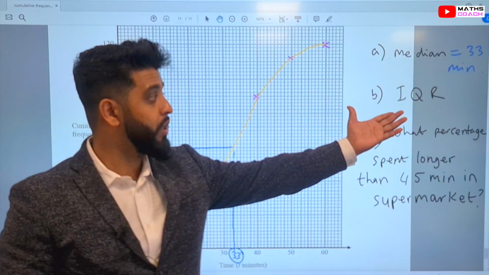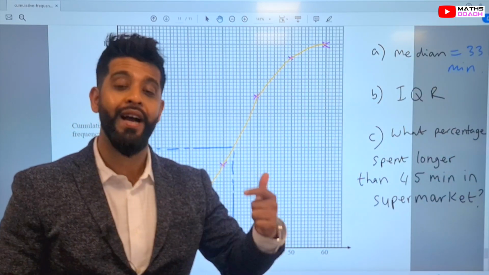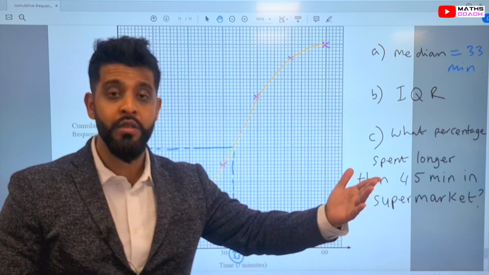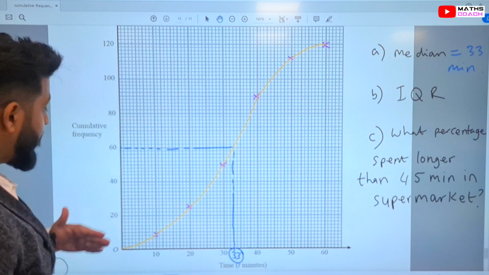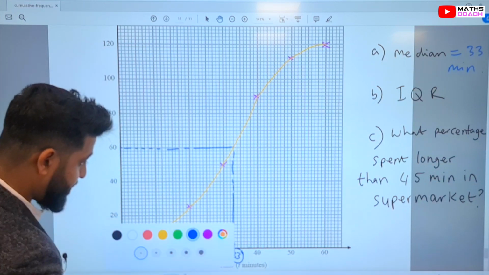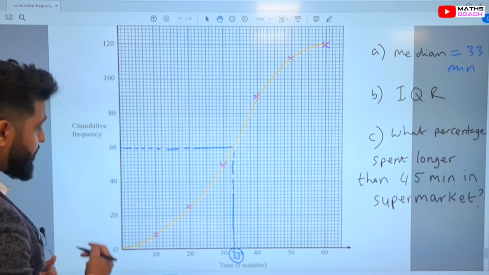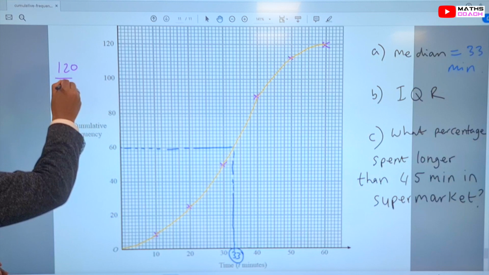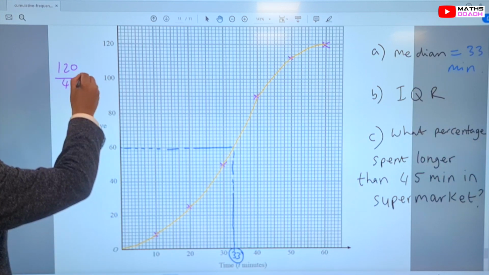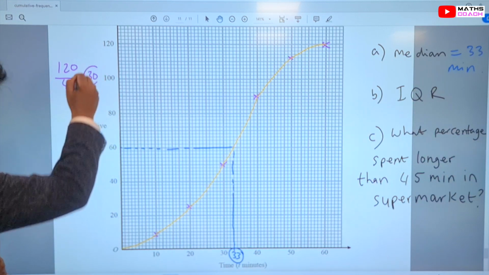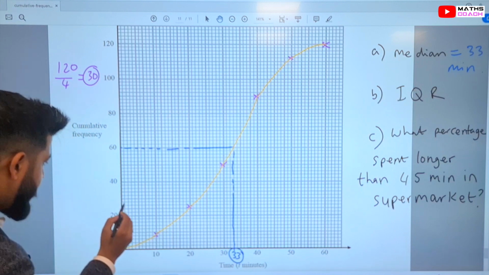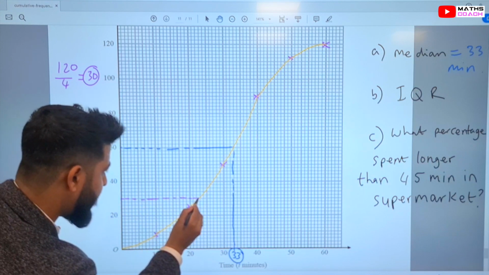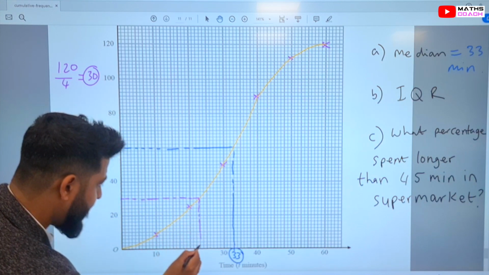Now, to find the interquartile range, we will find the upper quartile and the lower quartile. The upper quartile and the lower quartile are our 3/4 and 1/4 mark. So let's start with the lower quartile. Let's use a different color pen as well. Let's use a purple. The lower quartile. So to find the lower quartile, we do 120 divided by 4. So 120 divided by 4 is 30. So we are going up to 30, which is halfway between 20 and 40, right there. And we go and see where it hits that line. And it hits the line right there.